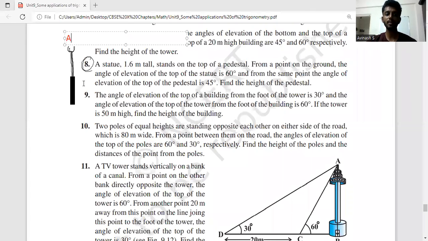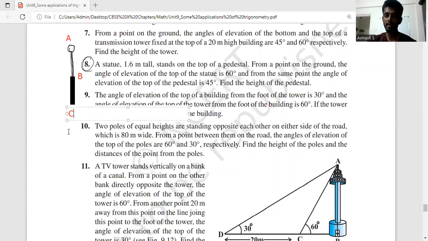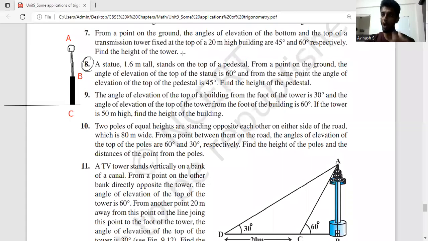It's quite similar to the previous question. Let us imagine this to be ABC. So now let me re-explain. What we have to understand here is BC is the pedestal. The pedestal is basically the block over which a statue is being erected. So AB is the statue.